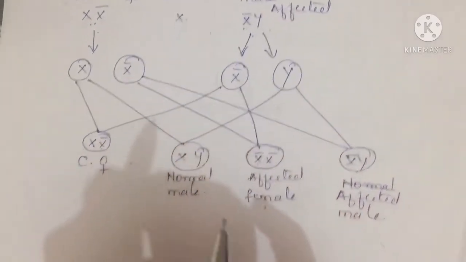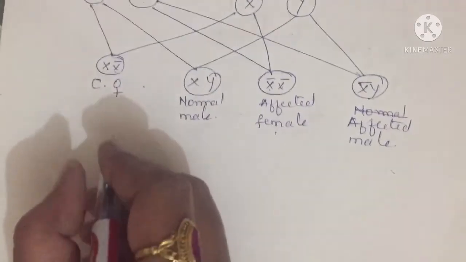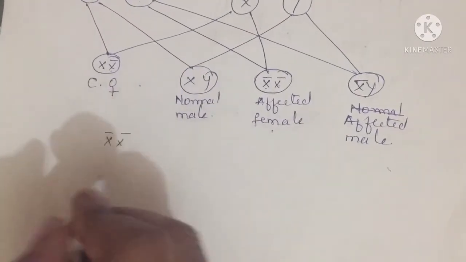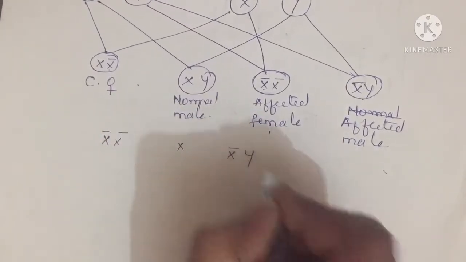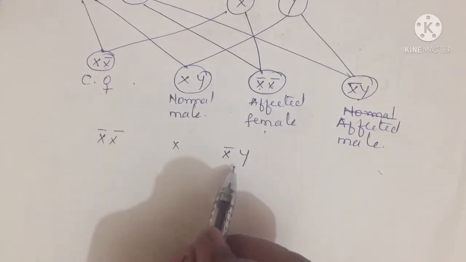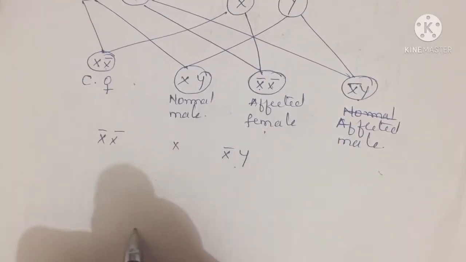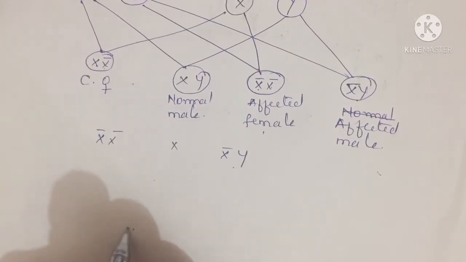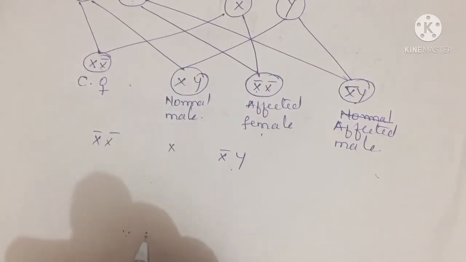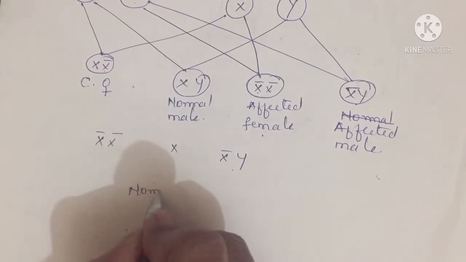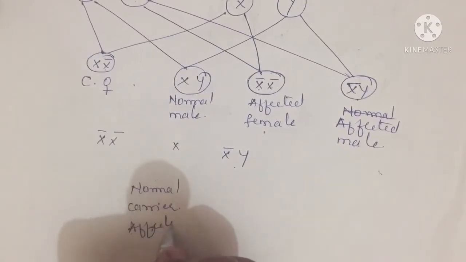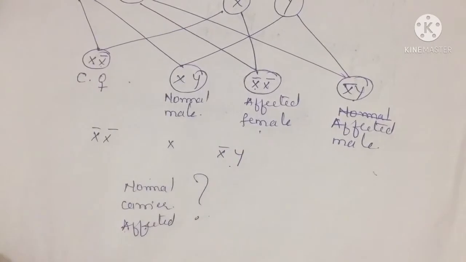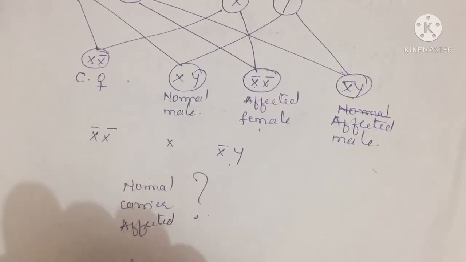Hope you got this. I would like to ask you all, if there is a cross between an affected female and an affected male, what will be the progenies and how many will be normal, carrier and affected? I want this. How many are normal, carrier and affected individuals? Please comment in the comment box after crossing this and let me know. Okay, hope you understood this.